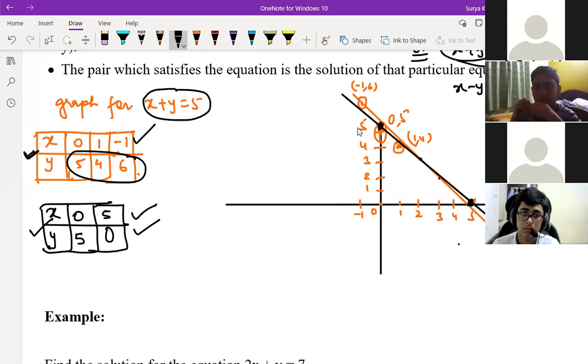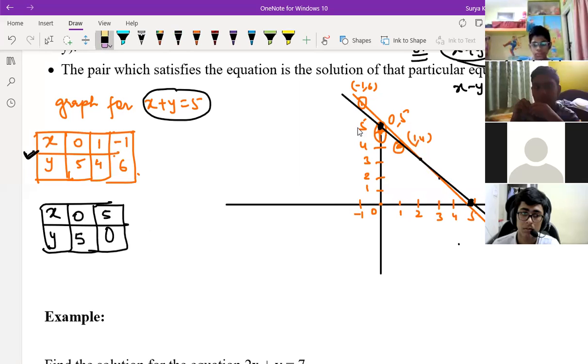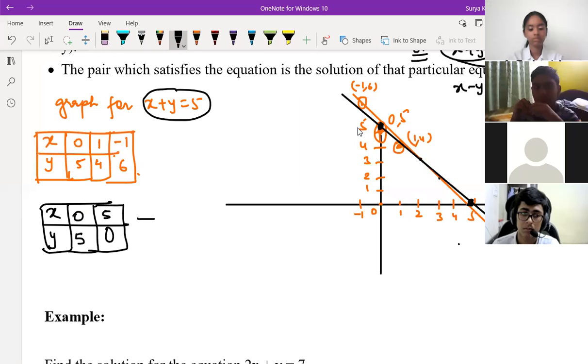Sir, that method only, sir. But can we take any one, like x is equal to 0, then y is equal to 5? Yeah, you can take, man. See how we are getting 5. We are putting it in this equation actually. If x is equal to 0, then put in the equation 0 plus y is equal to 5, then we get y is equal to 5, right? We have to put it in this equation, then we get y is equal to 5. We are not putting it here.